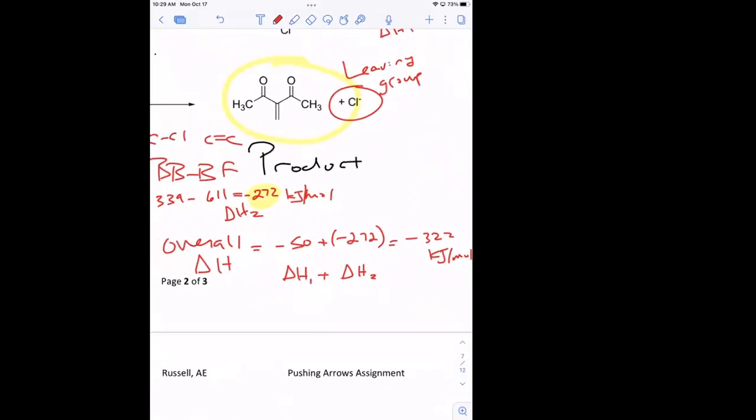So for that overall reaction, is it exothermic or endothermic? If the overall delta H is negative 322, it's highly exothermic. That means it's going to have a KEQ that's greater than 1, delta G that's also negative, and a very low activation energy.